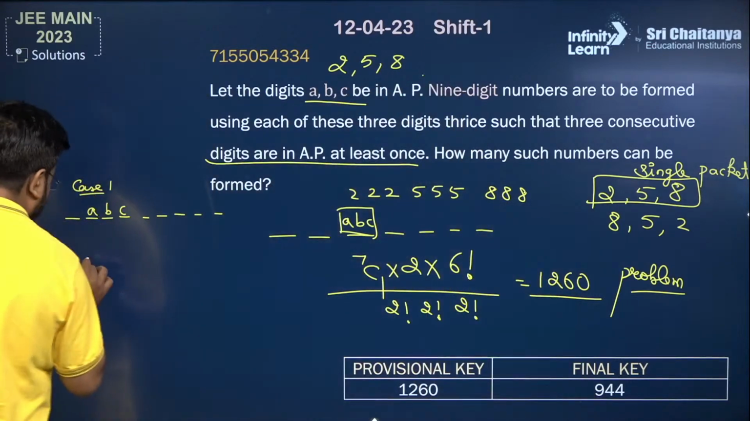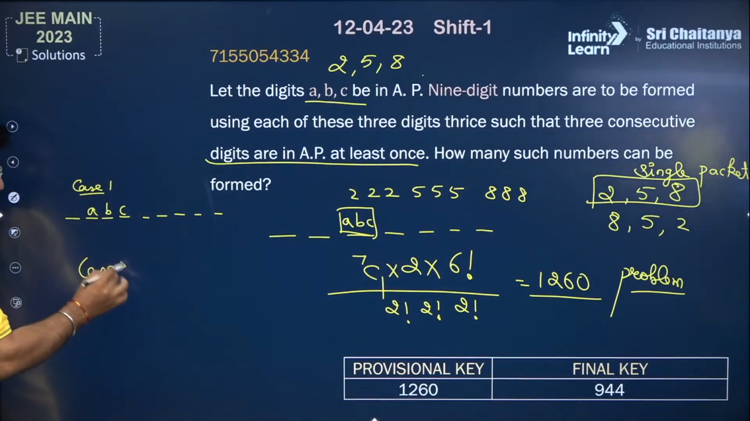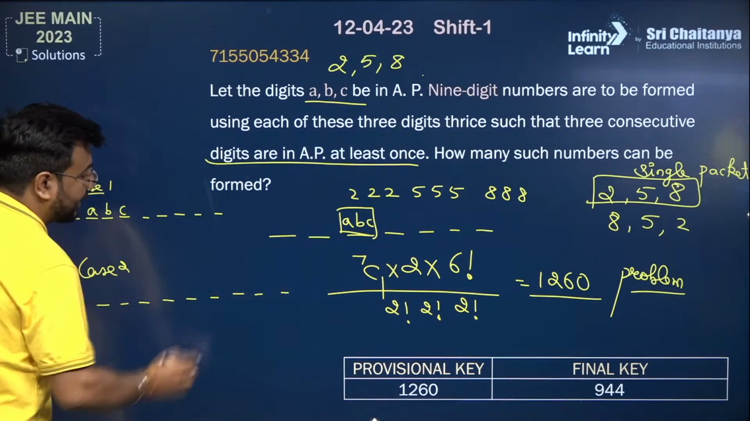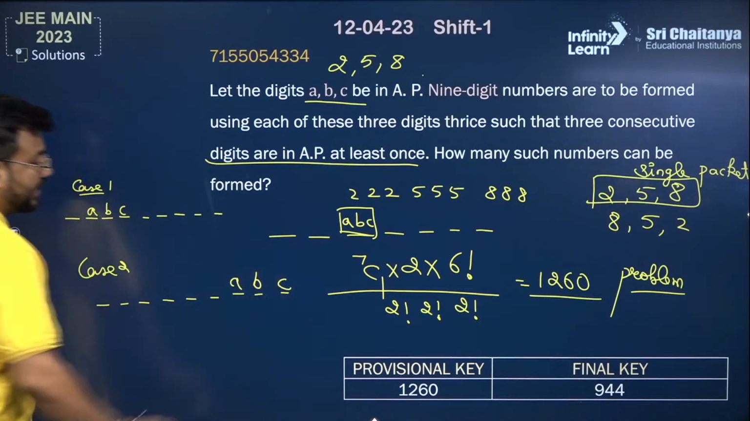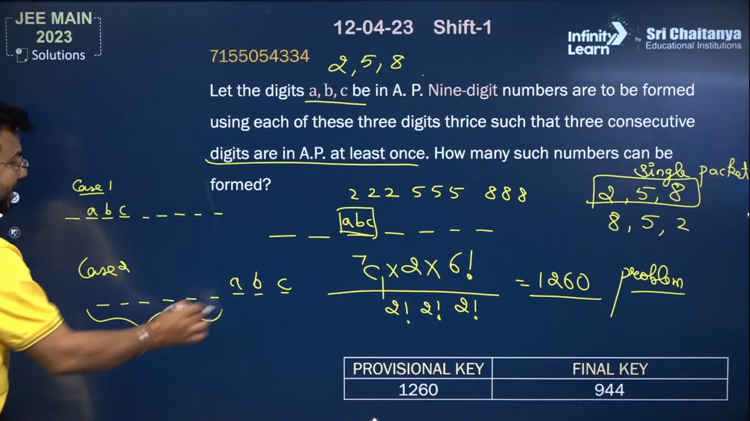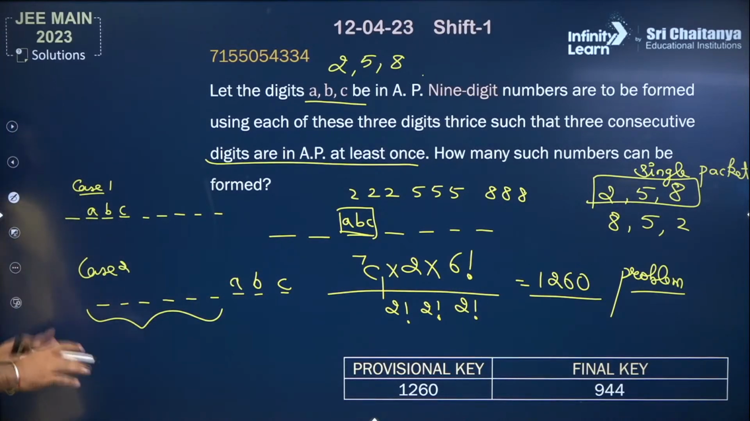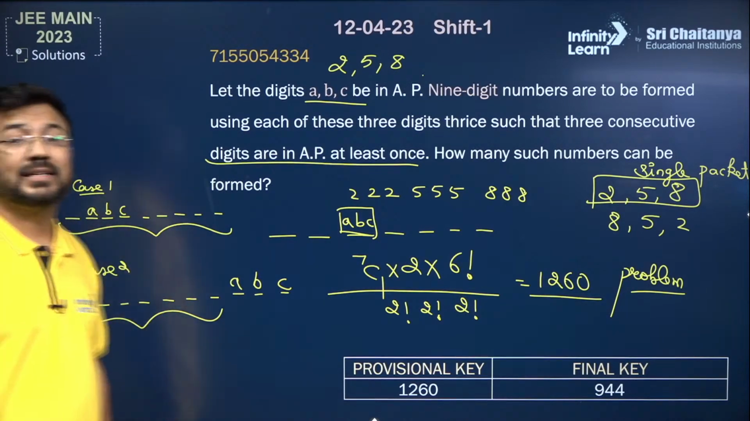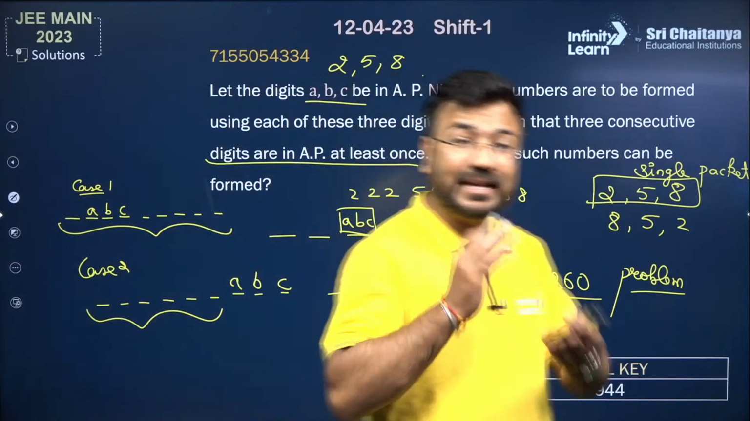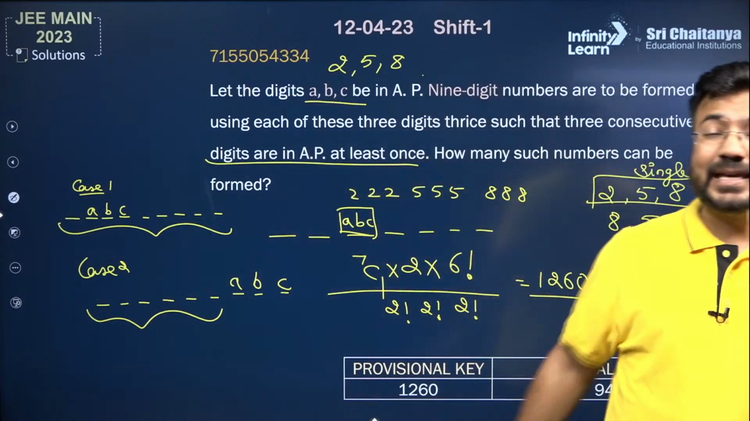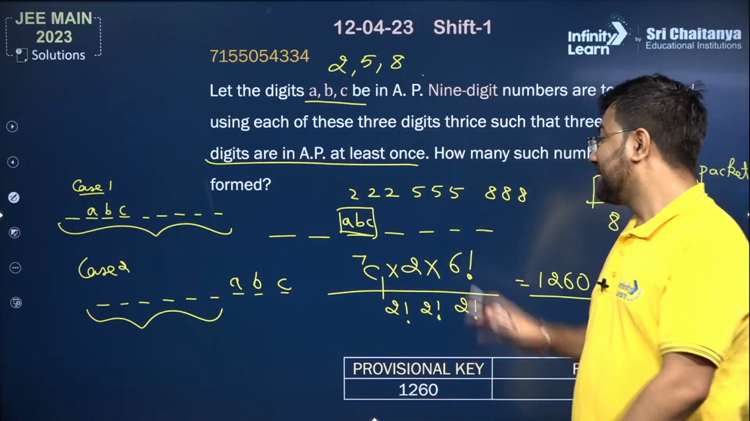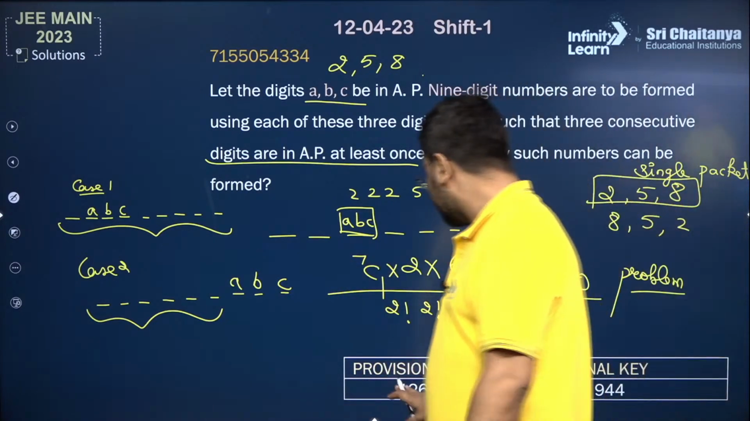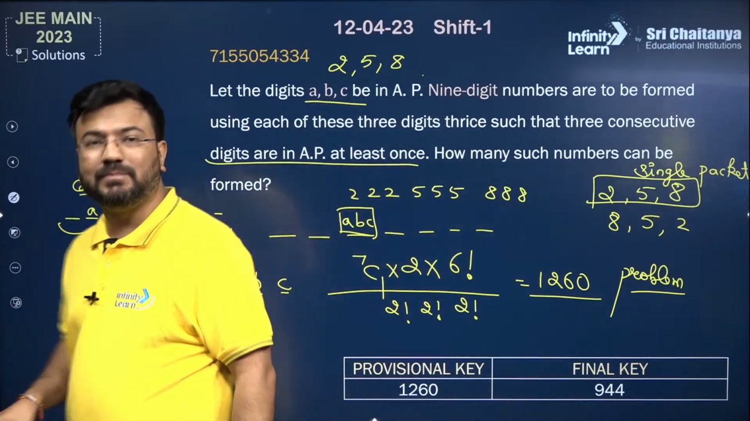Now let us consider case 2. In case 2, suppose 1, 2, 3, 4, 5, 6, 7, 8, 9, I am placing ABC here. Now the remaining 6 people will be arranged here. So we will observe that the case 1 elements and the case 2 elements can be similar. So there can be an overlapping between the case 1 elements and the case 2 elements. That is why this method is wrong. So the 1260 answer will be wrong.